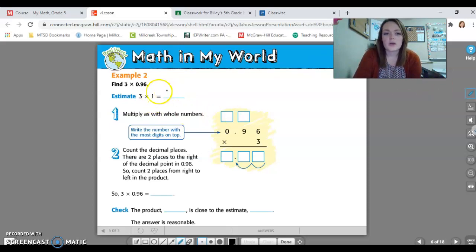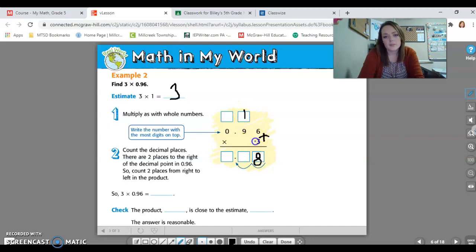So we have 3 times 1 because 96 hundredths is closer to 1 than 0. 3 times 1 is 3. We're then going to multiply a whole number. So this is how we can also set it up besides using repeated addition. We have our whole numbers on the bottom. So first we're going to do 6 times 3 is 18. Put an 8 and carry my 1.